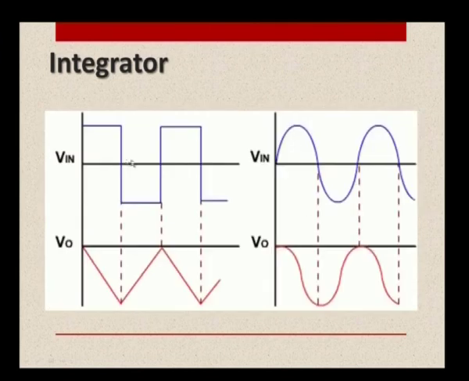Similarly, we have various waves. For a square wave, we get a sine wave because of the higher time constant value. Similarly, for a triangular wave, we get this as the output. So, for an input of square wave, we get triangular wave as the output. For an input of sine wave, we get the minus cos as the output, because that is the integrated value.